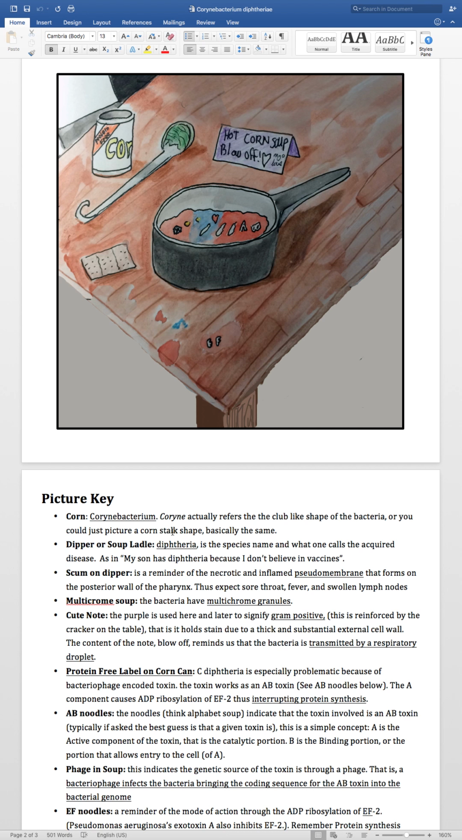Notice that the content of the note here is saying, blow off the soup. And what that's reminding us of is that this is transmitted by a respiratory droplet. So blow it off, it's hot. They care about you, that's why they wrote the note for you.